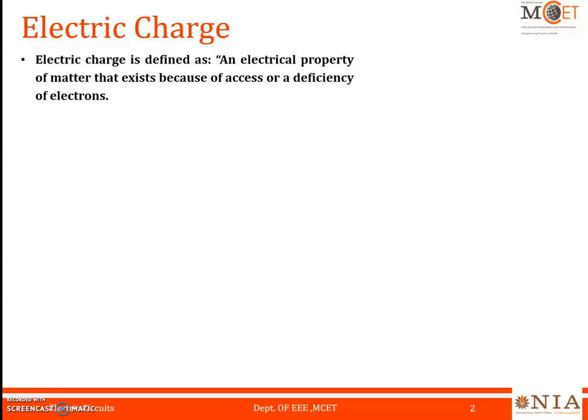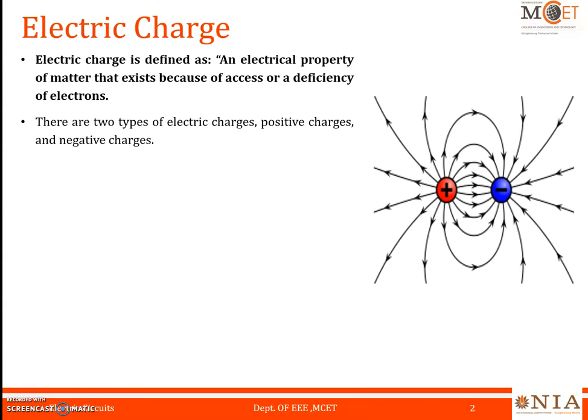deficiency of electrons. When you have a deficiency of electrons, then we say that the material is positively charged. When you have an excess of electrons, you will call it negatively charged. So depending upon the excess or deficiency of electrons, the charges are classified into two types. One is a positive charge and another one is a negative charge.